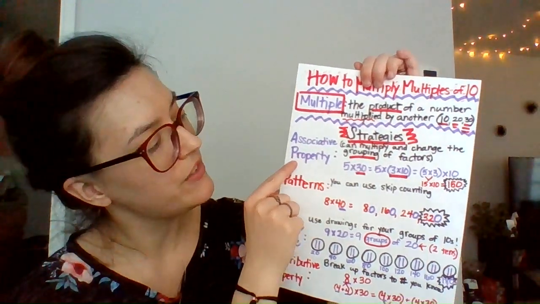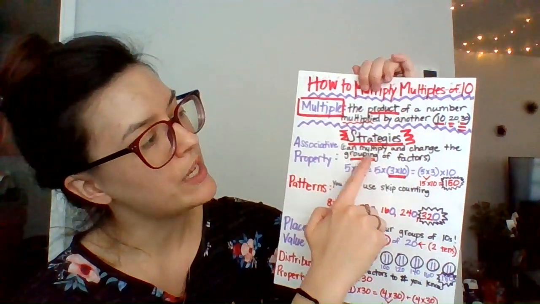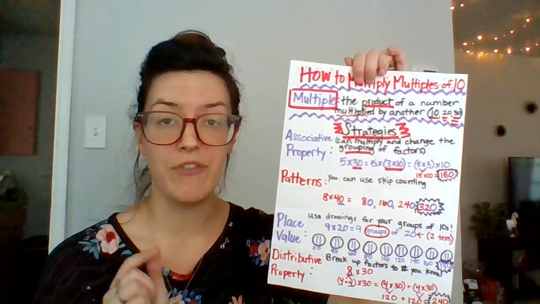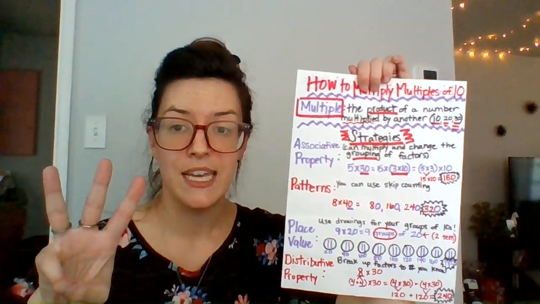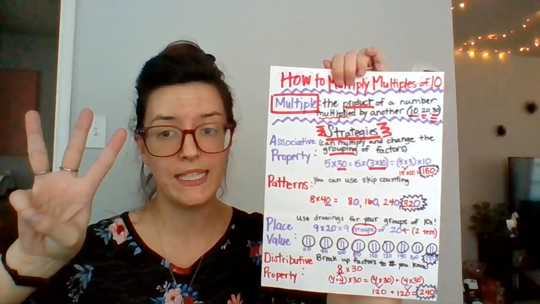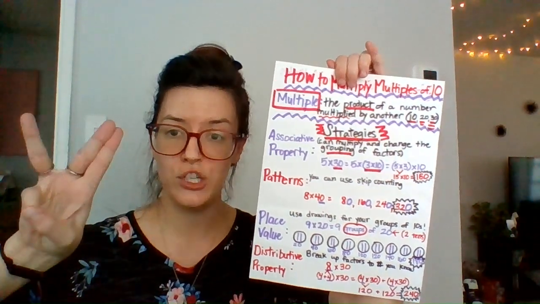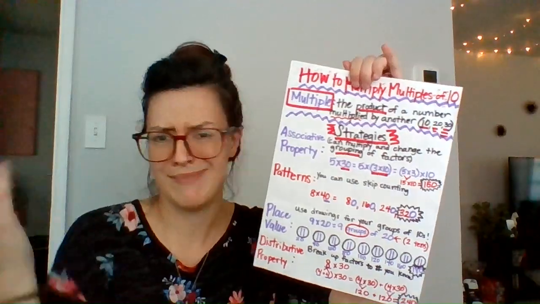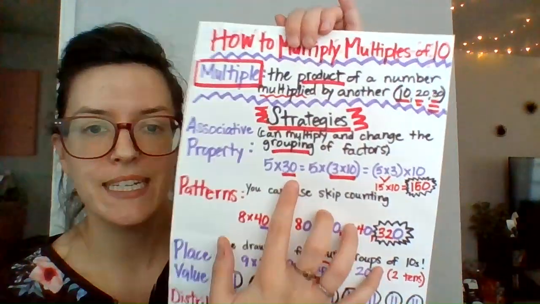So remember, the associative property is when you can multiply and change the grouping of our factors. Remember our 3 best friends? It doesn't matter who's hanging out in those parentheses, we can switch them around, whether it's these two, these two, these two, I don't care. So here's an example that I gave you.